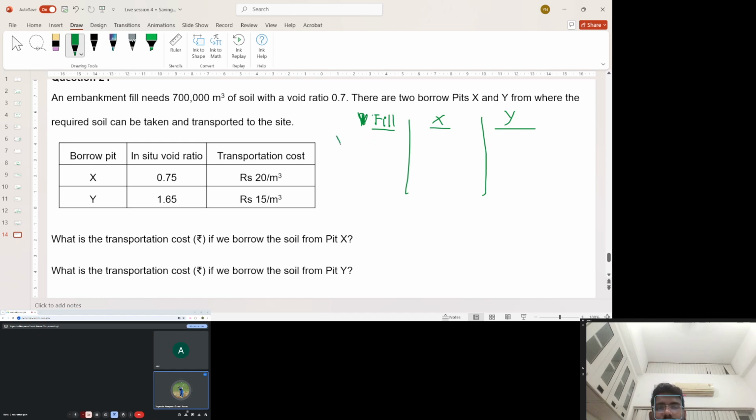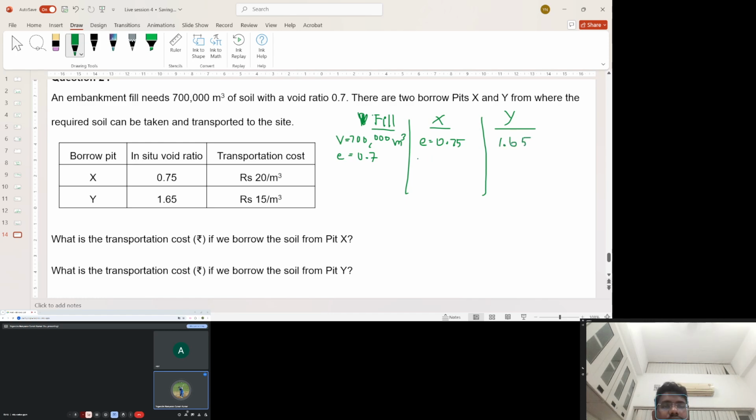So its total volume is 700,000 meter cube and its voids ratio is 0.7. This is the target which we need to achieve. Same case for in situ voids ratio: for X it is 0.75, and for Y it is 1.65.